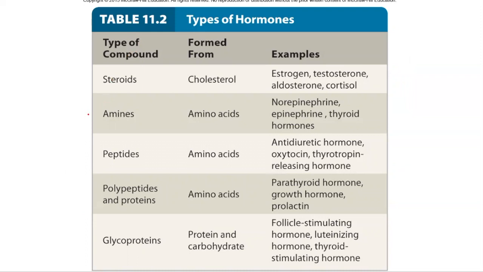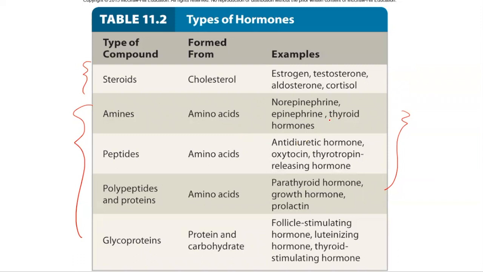So again, you have amino acid derivatives and you have lipid derivatives. Steroids come from cholesterol. Examples include estrogen, testosterone, aldosterone, and cortisol. So again, stress hormones as well as sex hormones. And amino acid derivatives, a variety of hormones. Okay, we're going to talk about some of them in more detail.